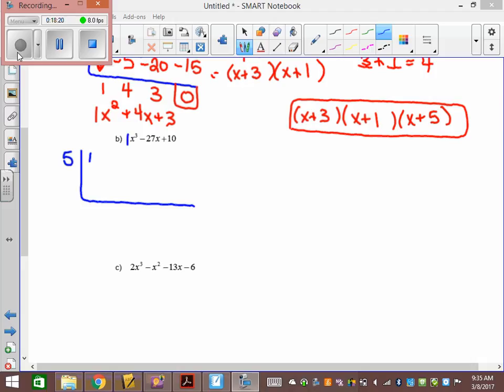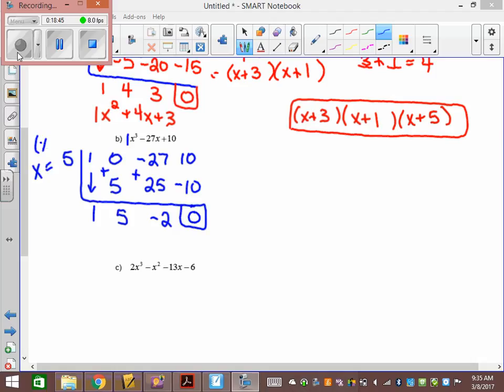So 1, placeholder of 0 for x squared, negative 27, and a 10. Drop the 1. 1 times 5 is 5. Add it. 0 plus 5 is 5. 5 times 5 is 25. Add them. Negative 27 plus 25 is negative 2. 5 times negative 2 is negative 10, and then I get happy because I see that I get 0. So x equals 5, so my factor is x minus 5, so I'm going to add it back here.